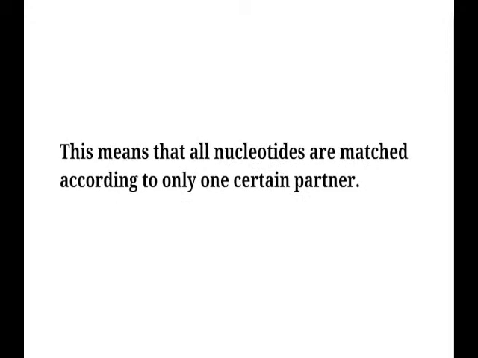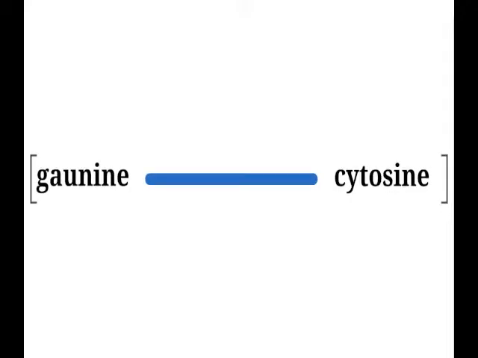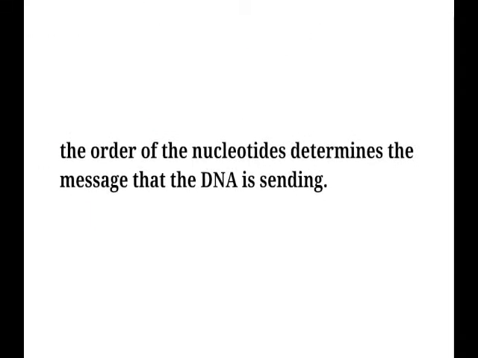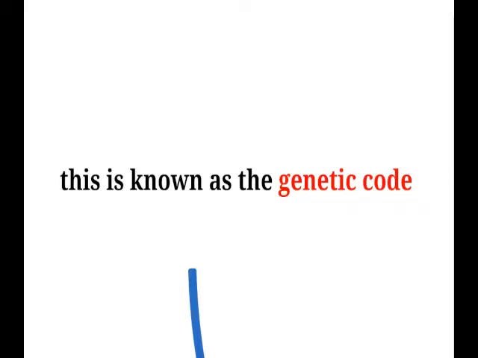What this means is that all nucleotides are matched only according to one other certain partner. Specifically, adenine will only match with thymine, and vice versa, thymine will only match with adenine. Guanine is only going to match with cytosine, and at the same time, cytosine only with guanine. The order of the nucleotides determines the message that the DNA is trying to send. Now, this is known as the genetic code.